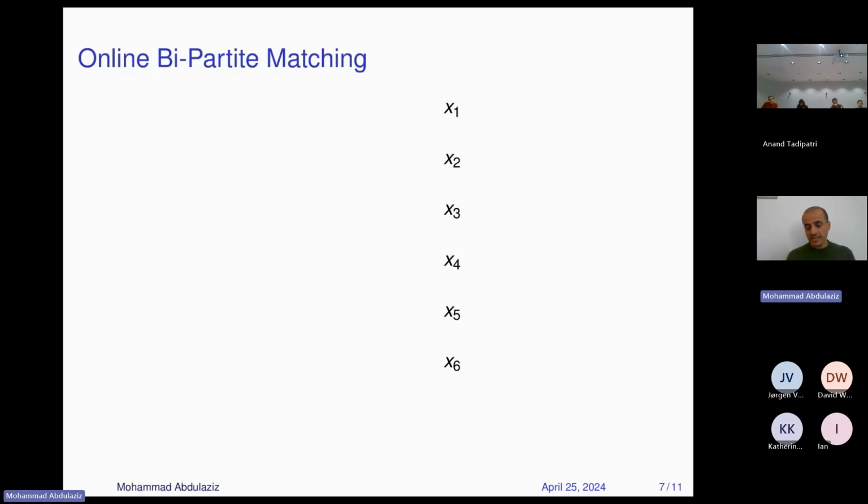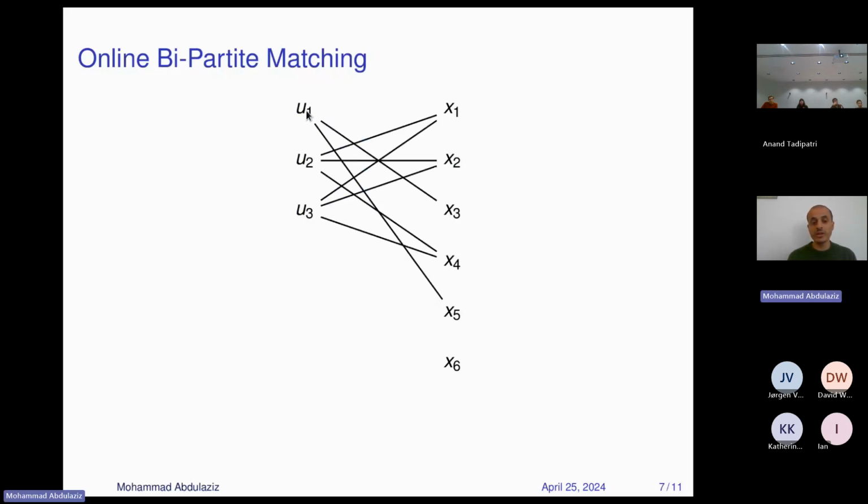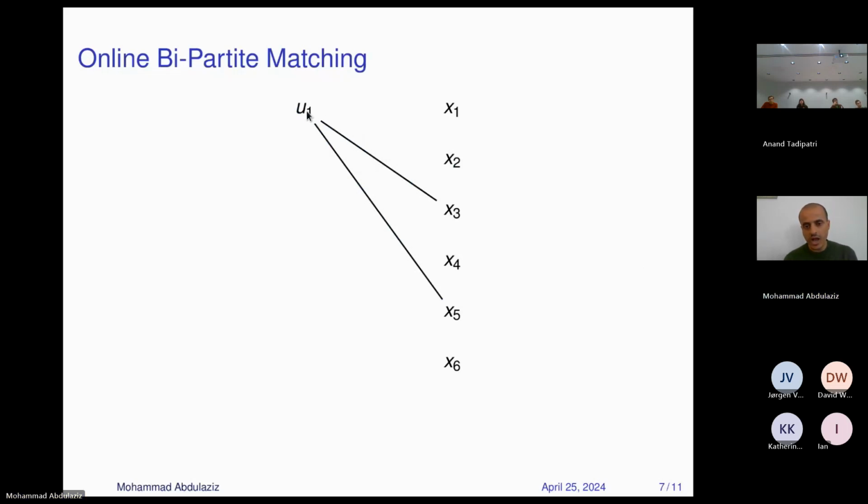To describe the setting, you have an offline side and an online side, and online side vertices appear one at a time. Each comes with its own associated edges. For example, these edges could be modeling some sort of mutual interest in buying and selling. So here you have this first vertex. It came with two edges, right? And once this vertex comes, you have to decide if you want to include any of these edges in the final matching or not.